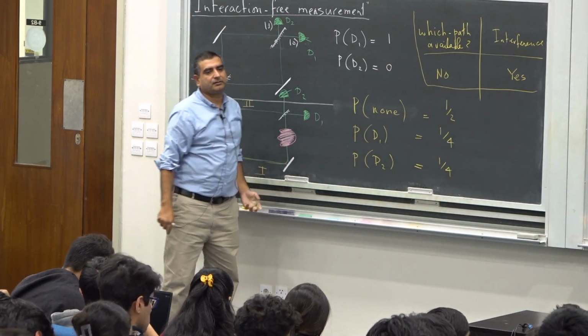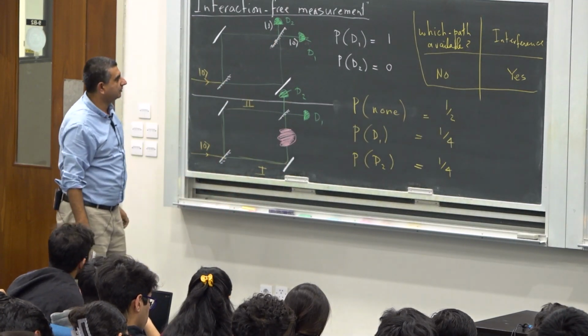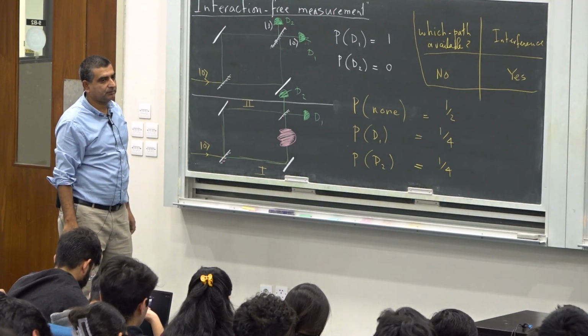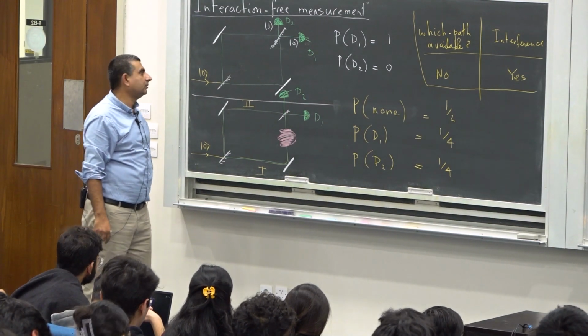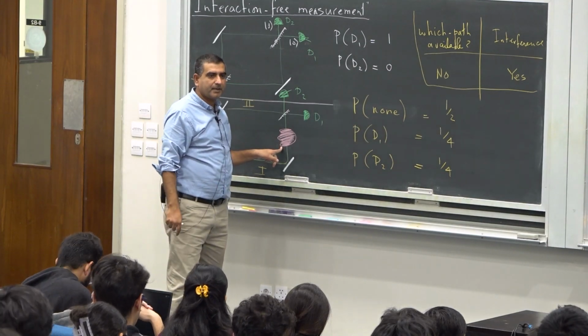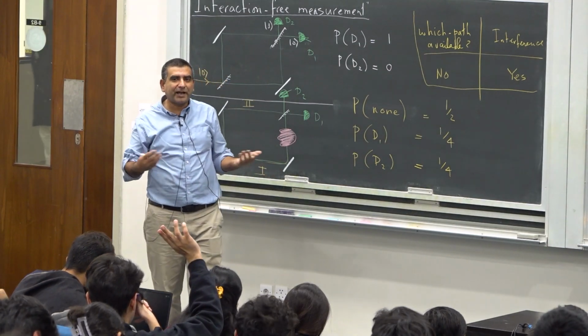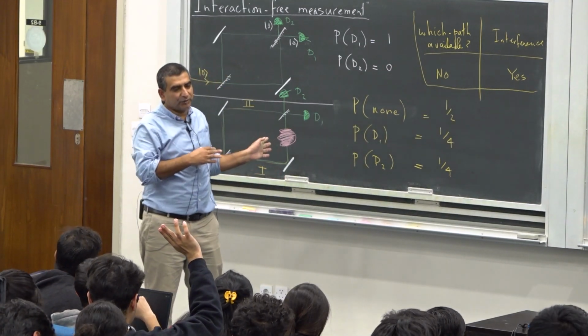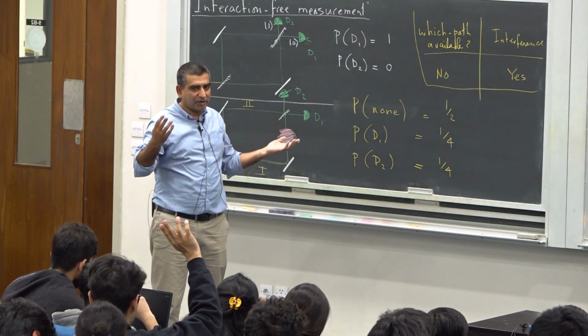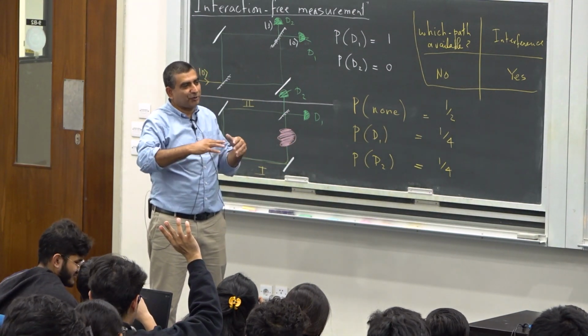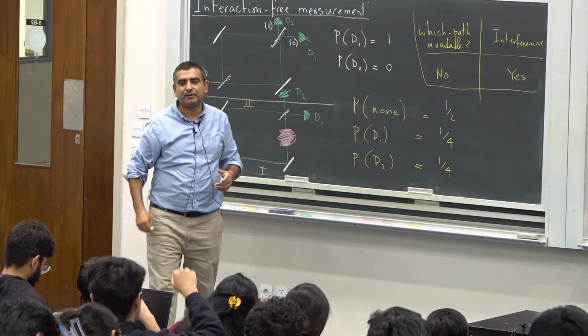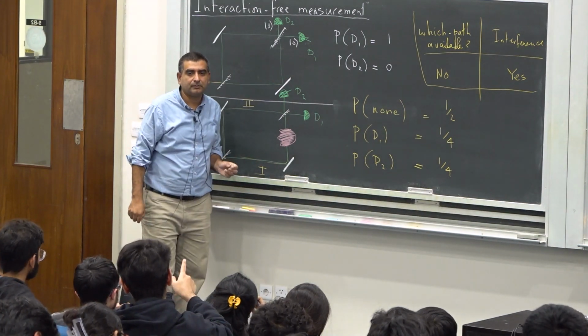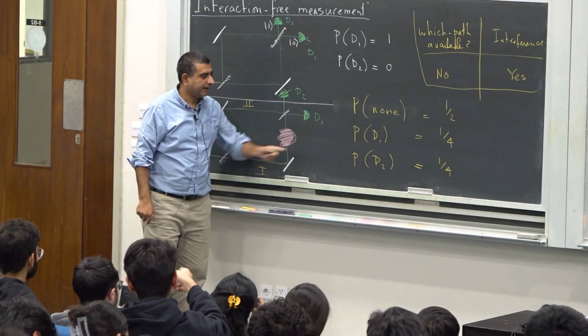Yes, please. If neither D1 nor D2 clicks, we know for sure that it is the second path. Of course. In this case? Of course, because the photon has to go somewhere. Even though it's an ideal experiment, it could be lost to oblivion, but we assume that it goes somewhere. Yes, please. And I just wanted to clarify, we are more certain about the probability of D2 over D1, right? Here, in this case? Yes.